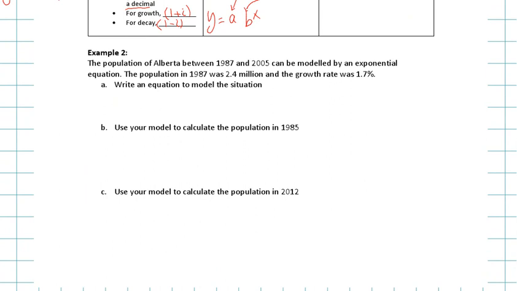The first one, which is y equals a(1 plus i), right? Can I use P instead of y because P represents population? Okay. What's my a value? 2.4. And then 1 plus, what's my i? 0.017? Yeah. And then to the power of x, and whatever you want to call it.